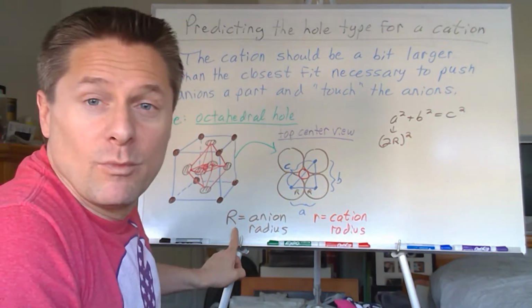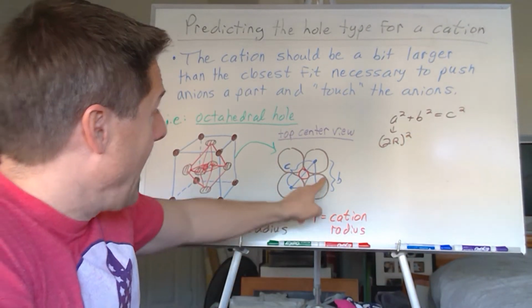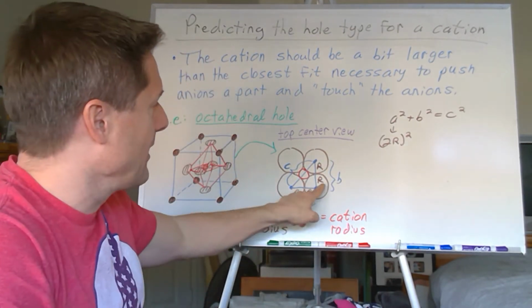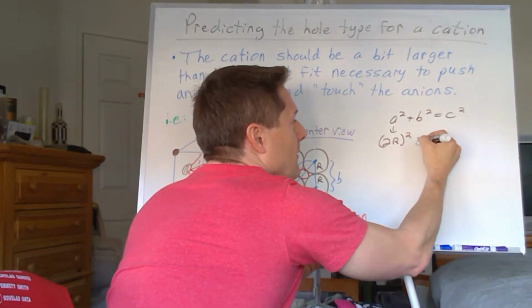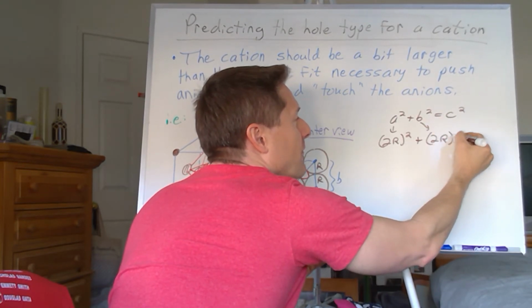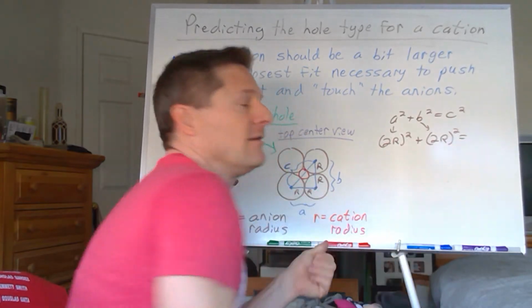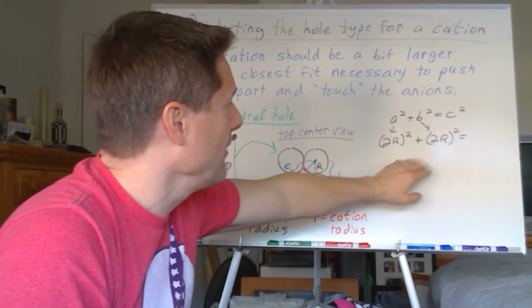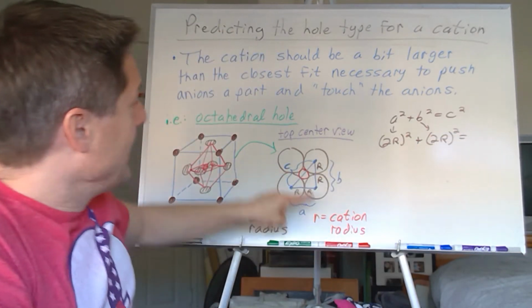So capital R will be the anion radius. That would also be true for B, correct? We got the radius of an anion there, radius of an anion there. So we get 2 times capital R for B. If we square that, you get 2 times the radius of the anion squared plus 2 times the radius of the anion squared. Now let's look at C.